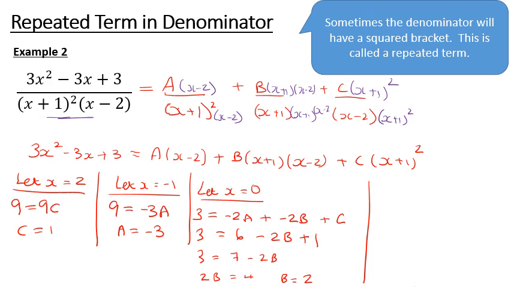A was minus 3, so that's minus 3 over x plus 1 squared. B is 2, so that's 2 over x plus 1. And C was 1, so that's 1 over x minus 2. And this is the final answer.